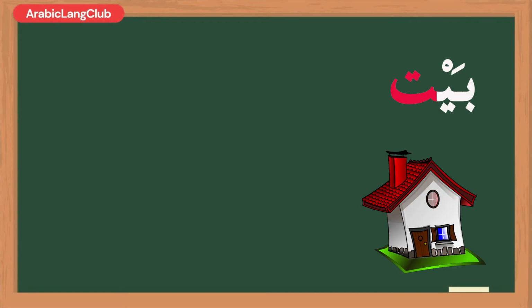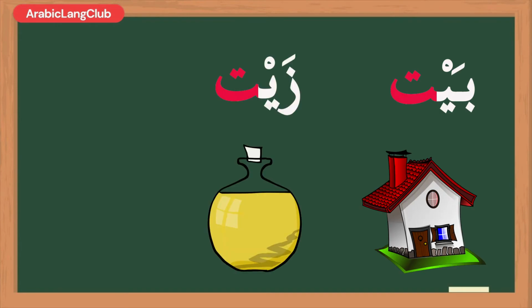بيت، زيت، حوت. Here ta comes in the full shape and is not joined because before it is waw, and waw is one of the letters that cannot be joined.